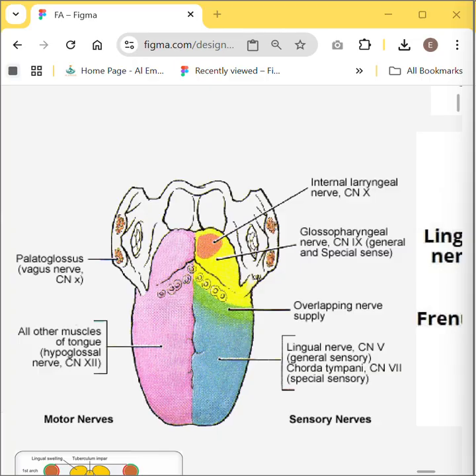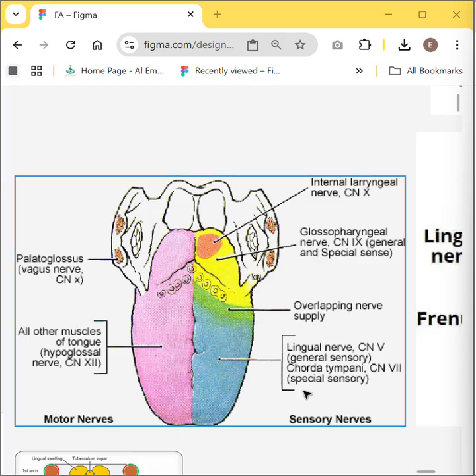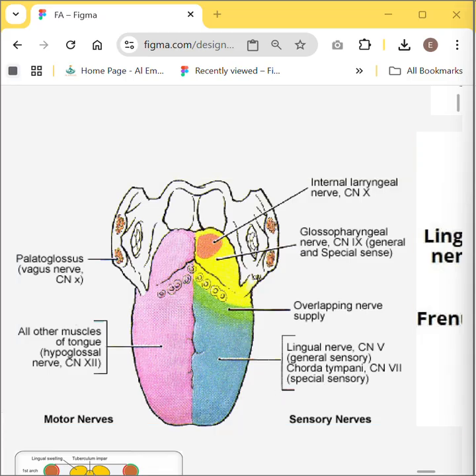Then we also have taste. The taste of the anterior 2/3 comes from the chorda tympani nerve. Cranial nerve VII, the facial nerve, has a branch called the chorda tympani. This joins the lingual nerve, and the chorda tympani has cell bodies in the geniculate ganglion and, using the central pathway through the nucleus tractus solitarius, conveys the taste sensation. So the lingual nerve carries sensation and the chorda tympani nerve carries taste, but they travel together.